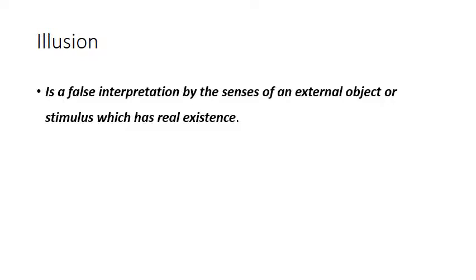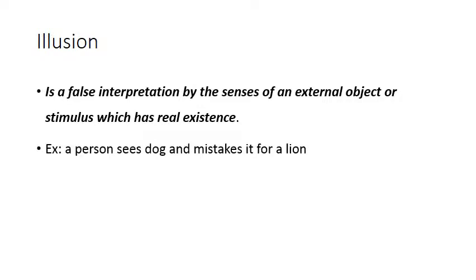object there. But in illusion, there is an external stimulus or an object which is real, but the senses of that person interpret it falsely. So it is a false interpretation by the senses of an external object or stimulus which has real existence. Example is, a person sees a dog on the street and mistakes it for a lion. Suddenly he runs from the scene there.